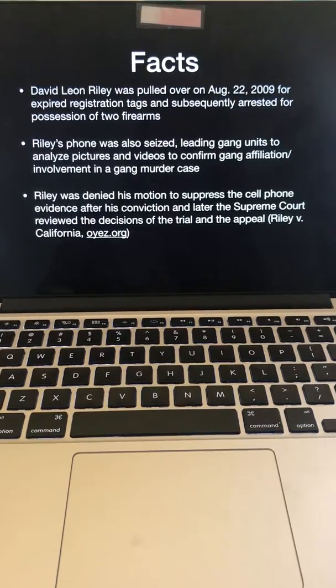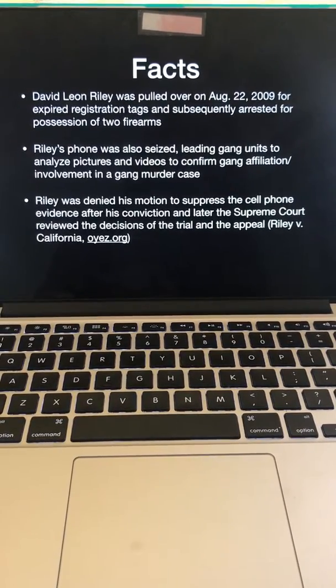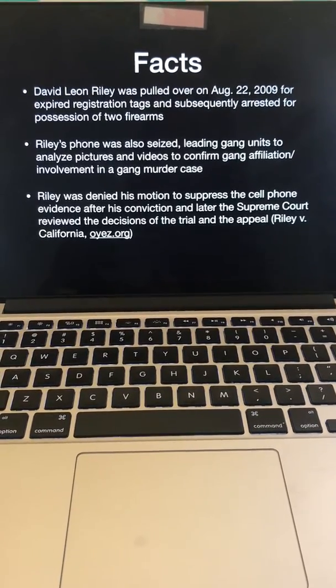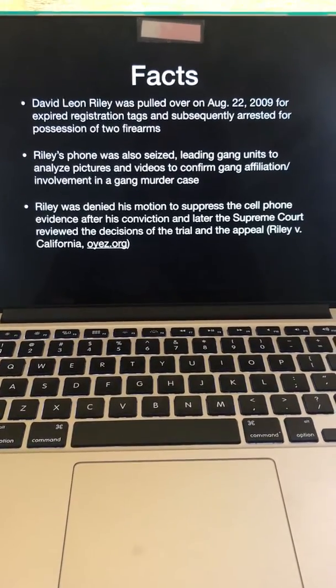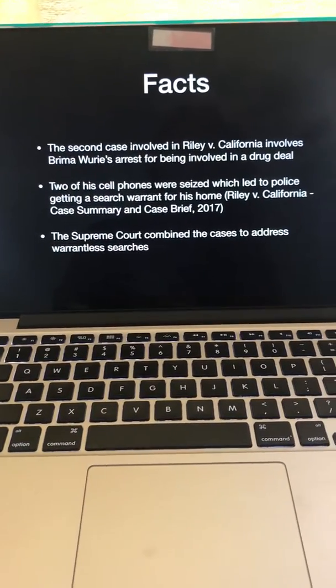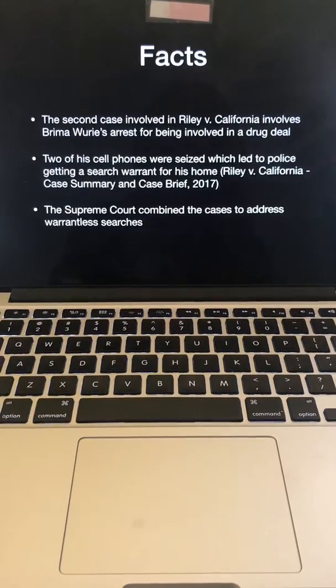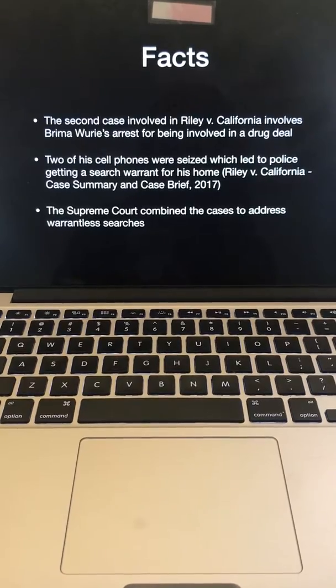after he was convicted, he motioned to suppress the cell phone evidence because they found it violated the Fourth Amendment. Now later, the Supreme Court would review the decisions of his trial and his subsequent appeal. Additionally, this case is also involved with Brima Worry's arrest. So Riley versus California combines two cases.